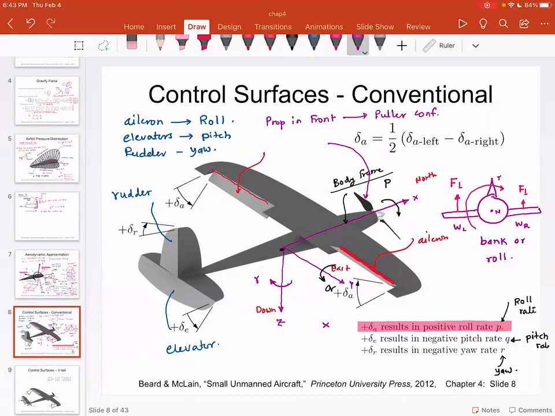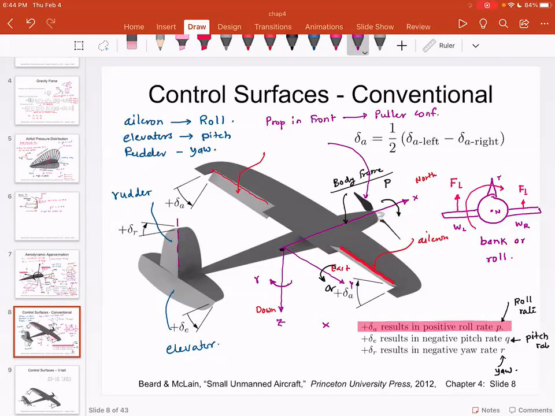Now, what the rudder does, the rudder is this guy. It's hinged around the vertical plane. What you will see is this rudder is a sort of a vertical flap that can go left and right. And depending upon whether it goes left or right, it applies a torque about the Z direction that causes the aircraft to yaw.